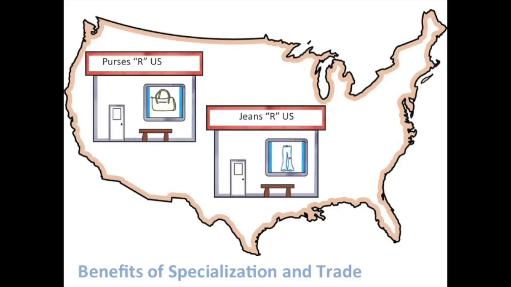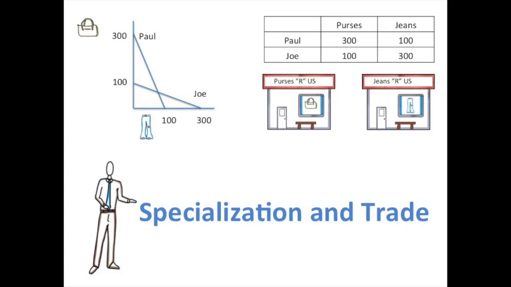We have seen that improving technology and adding resources make an economy more productive. A third way to create gains for society is through specialization and trade. Let's return to our too-good economy.